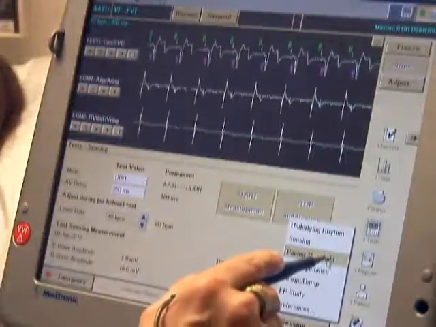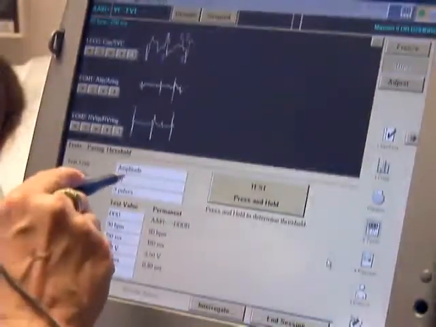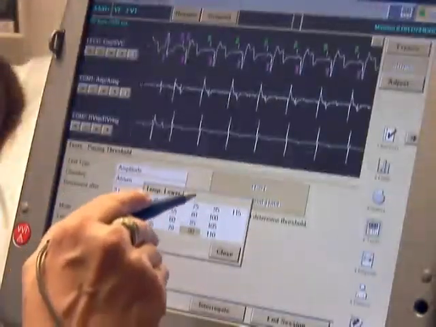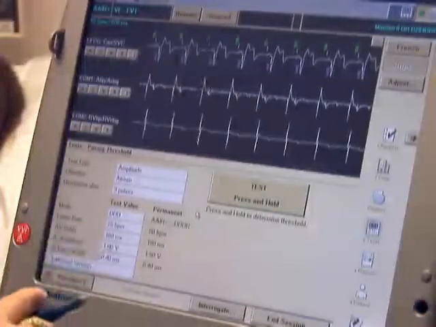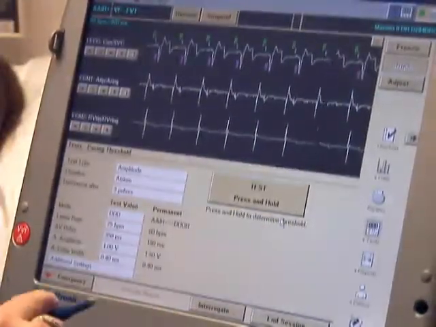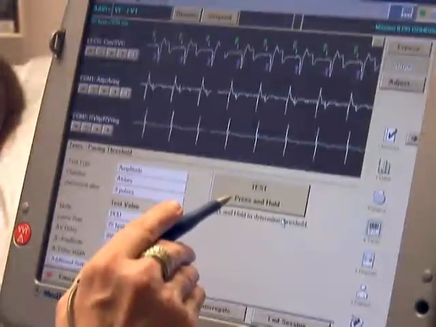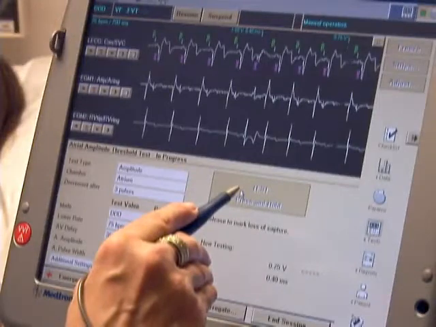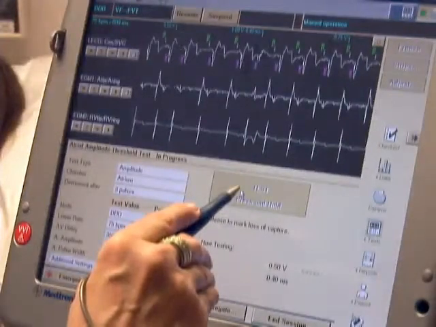Threshold testing of the leads is performed next. The atrial lead is checked first. The mode is kept as DDD, though AAI can also be used if there is normal AV conduction. The rate is set about 10 beats faster than the native heart rate. The test button is pressed, and in the automatic mode, the output voltage is decreased every 3 beats.